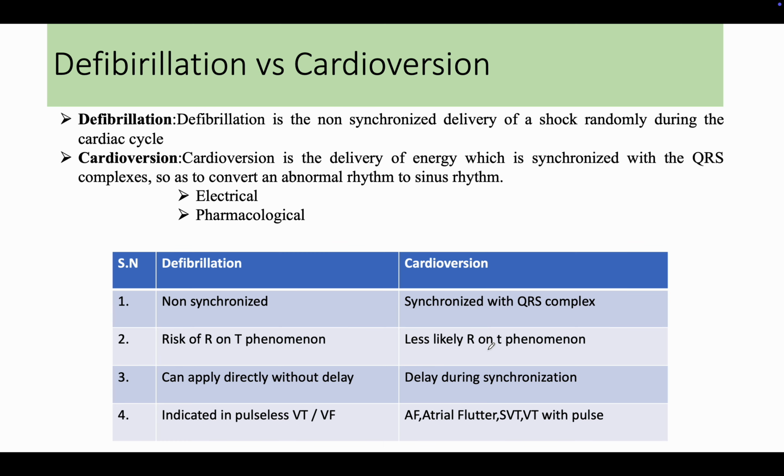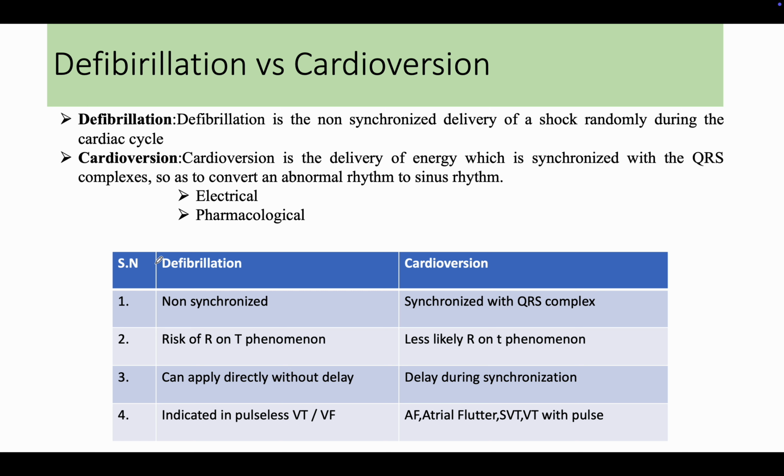So, what is the basic difference between defibrillation and cardioversion? Defibrillation is the non-synchronized delivery of a shock randomly during the cardiac cycle. It can be given in any phase of the cardiac cycle, but cardioversion is the delivery of energy which is synchronized with the QRS complex so as to convert an abnormal rhythm to sinus rhythm. Cardioversion can be electrical or pharmacological.